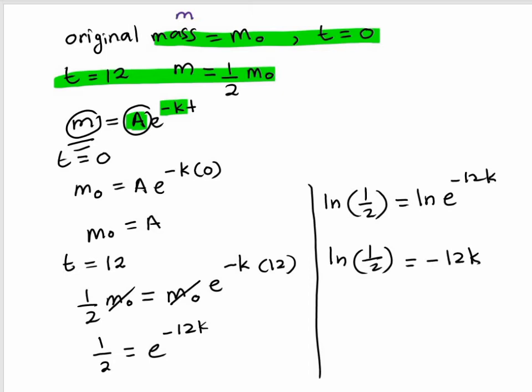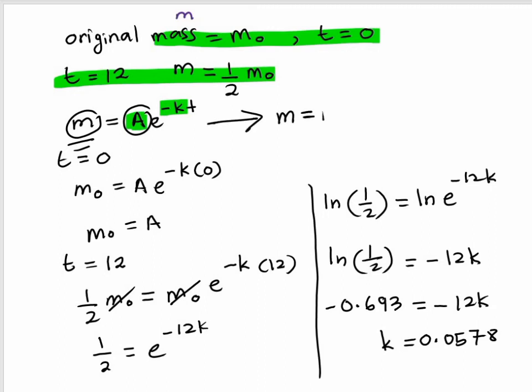So press your calculator. So ln half is equal to negative 0.693. It is equal to negative 12k. So that our k is equal to 0.0578. So now we know our equation is m equals, our a is m naught, and our k is 0.0578, t.